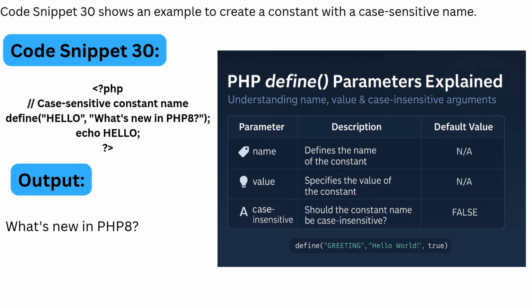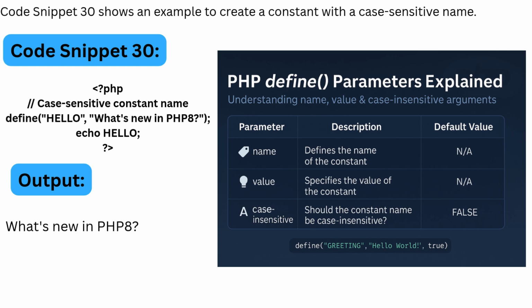Now, there's also something new and important about this in PHP 8. In earlier versions of PHP, you could make constants case-insensitive by setting the third parameter in the define function to true. For example, define('greeting', 'hello world', true). This would allow you to call the constant as greeting, GREETING, or Greeting. However, in PHP 8, this feature has been completely removed.